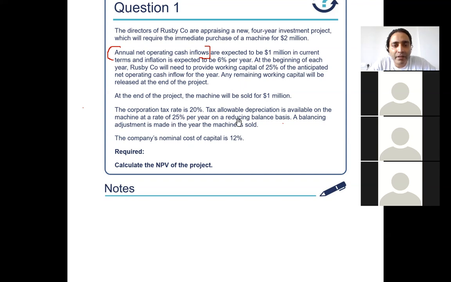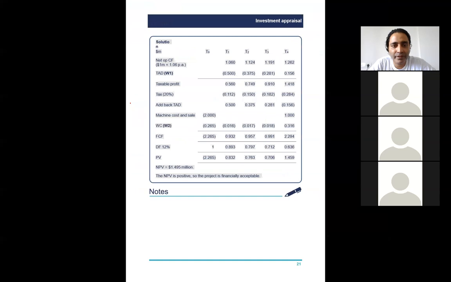ठीक है. यहाँ पर व्हाट इंफॉर्मेशन दे हैव गिवन अस अबाउट वर्किंग कैपिटल. At the beginning of each year, Rasbi company will need to provide working capital of 25% of the anticipated net operating cash flow for the year. Next year ka jo bhi cash flow hoga, whatever the cash flow will be of that for the next year, 25% of it should be in your working capital. The balance should remain in your working capital. Okay, so we'll have to prepare a working note.